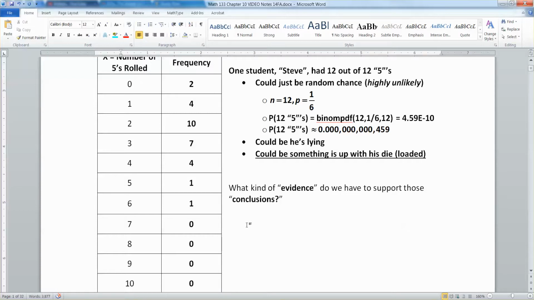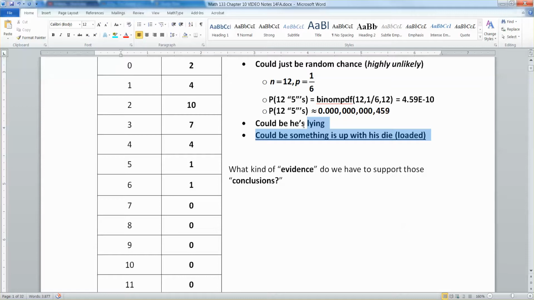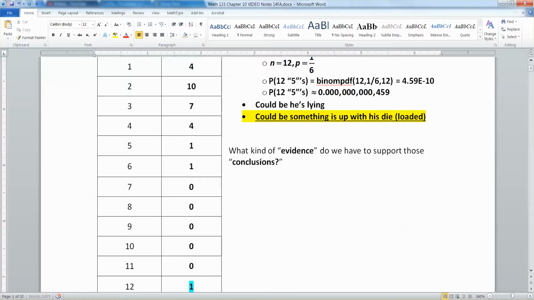Well, we don't really have a lot of evidence for the random chance thing. Or let me put it another way. The random chance is so low that you don't think that's going on. And we, of course, are just assuming that Steve's a nice person and not lying to us, which means that we're leading ourselves towards this one. We think that something is going on. So how do we have evidence that something's going on?